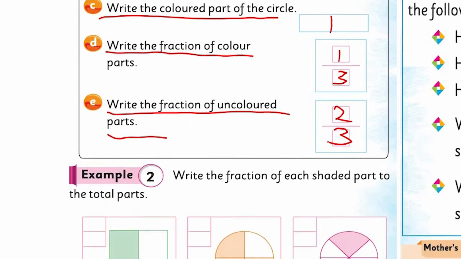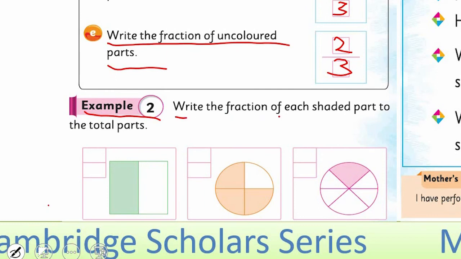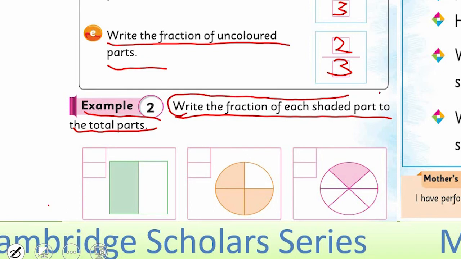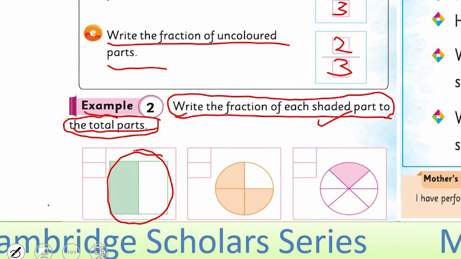Now look at example number 2. Write the fraction of each shaded part to the total. So you need to read the statement carefully and solve your questions accordingly. So how many colored parts? You have to check the shaded parts. So how many shaded part of this figure? 1. And total parts 2. So 1 over 2 is required fraction. Similarly, complete these 2 parts.